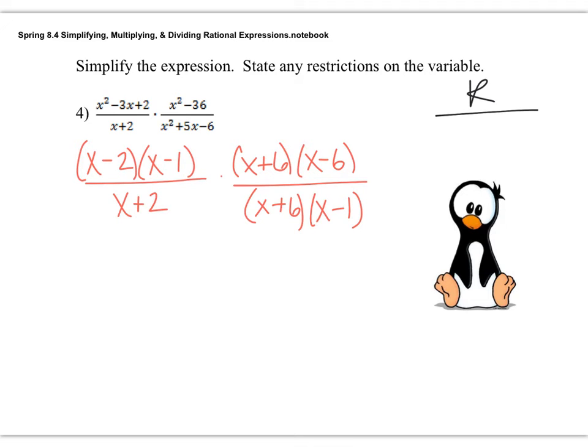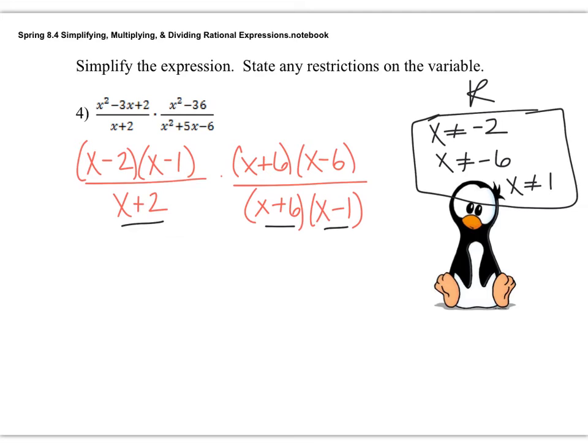All right, next step is restrictions. So your denominators. So x plus 2 cannot be 0, which means x cannot equal negative 2. Hope you guys are okay here. I'm kind of taking my little shortcuts. x plus 6 cannot be 0, which means x cannot equal negative 6. And x minus 1 cannot be 0, which means x cannot equal positive 1. So those are all of my restrictions.